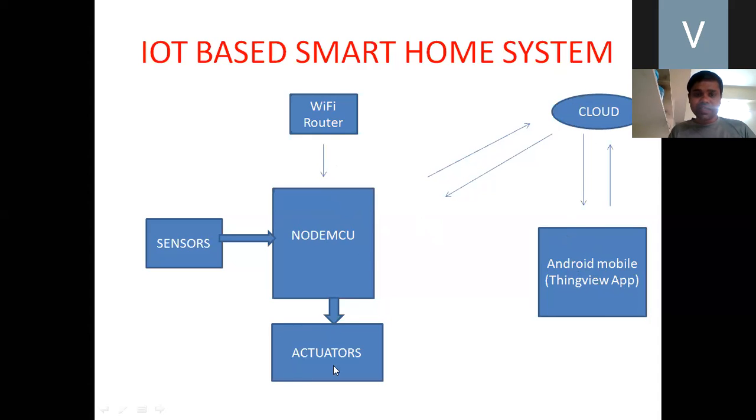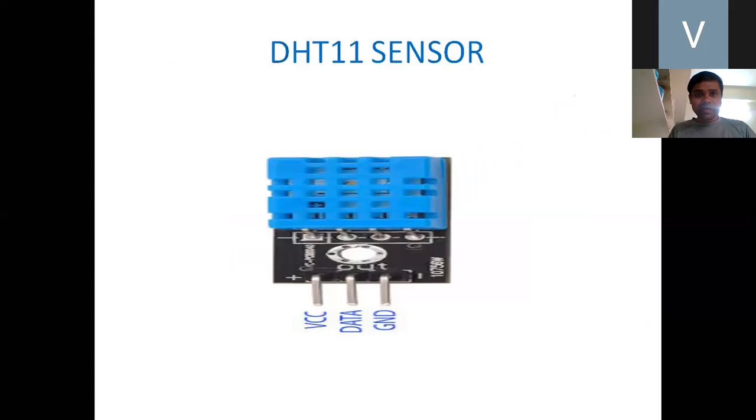Here the actuator is a device that converts electrical energy into physical energy. That may be a relay module, or any appliance control device. Okay, next one is the DHT11 sensor.